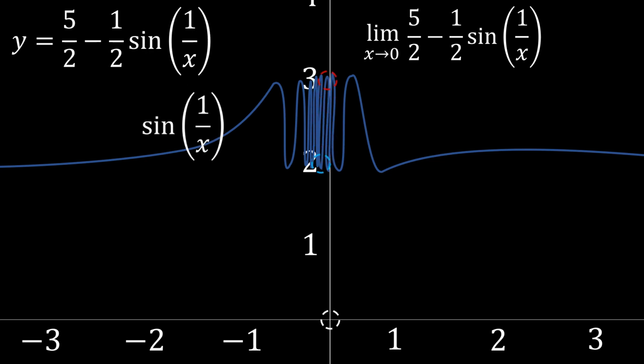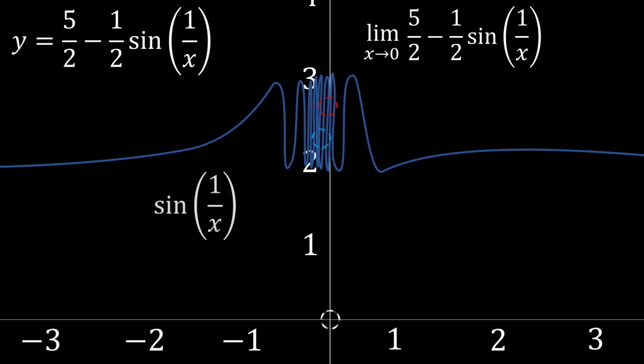This sine of 1 over x is actually rapidly oscillating between -1 and 1. The 1 over x simply keeps increasing since we are dividing by smaller and smaller numbers as x approaches 0. As a result, we are unable to determine what this function approaches as x approaches 0. So this limit does not exist.